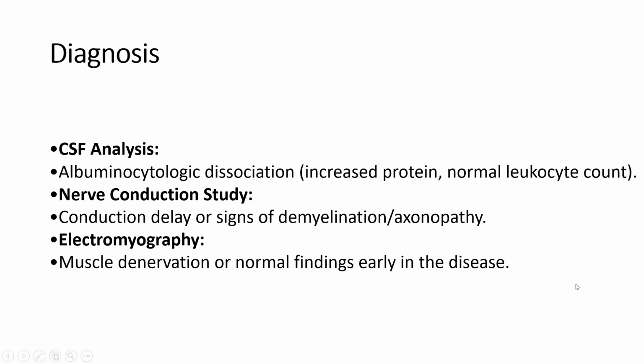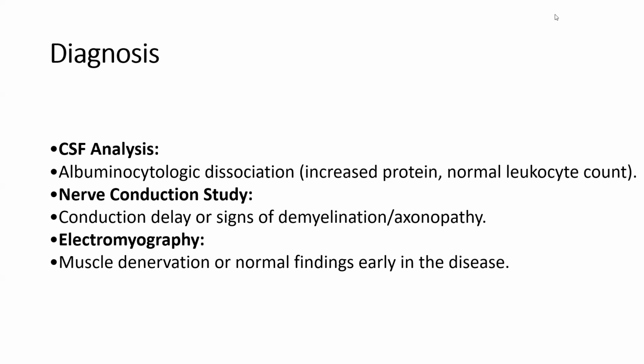Next, we're almost done, I promise. So what are we going to do for this patient? We're going to have CSF analysis, and in the CSF analysis, we're going to have increased protein, but the white blood cells are going to be normal. Then we have 3 exams we can do: CSF analysis, nerve conduction study, or electromyography.